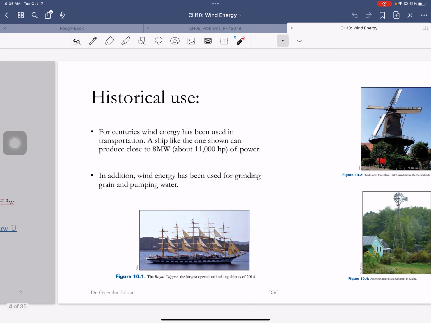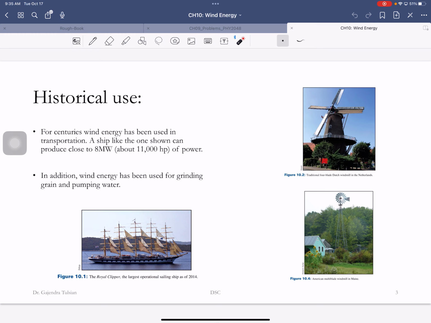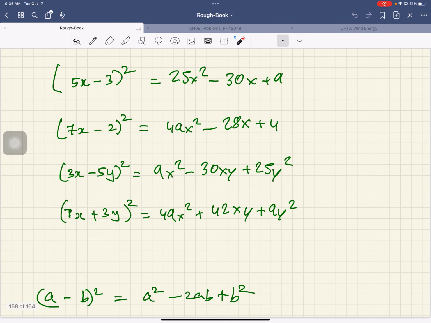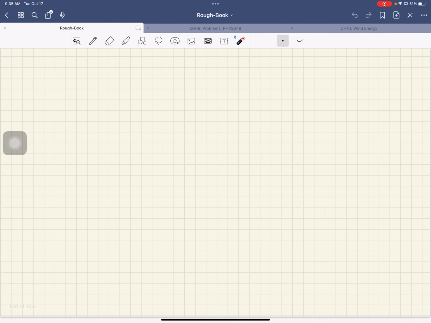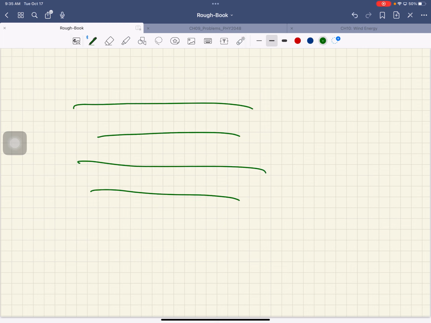We've been using wind energy for a long time. So again, what do you mean by wind energy? Energy created by wind, not created in the wind. Whenever something moves, it has kinetic energy. The air in this room is still, so it doesn't have any.